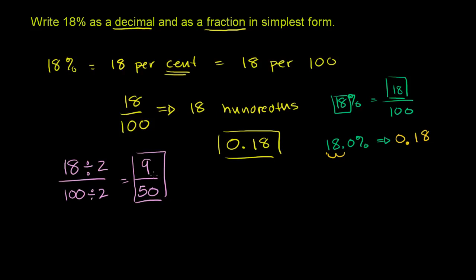Or you could immediately say that 18% as a fraction is 18 over 100. When you put it in simplified form, it's 9 over 50. But you should also see that 18 over 100 is the exact same thing as 18 hundredths, or 0.18. Hopefully, this made some connections for you and didn't confuse you.